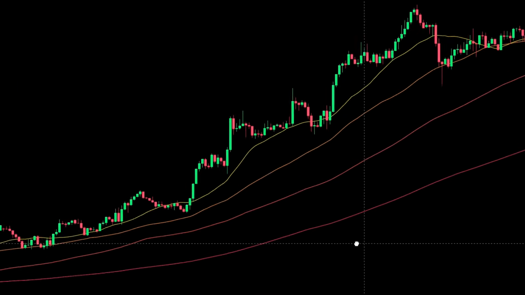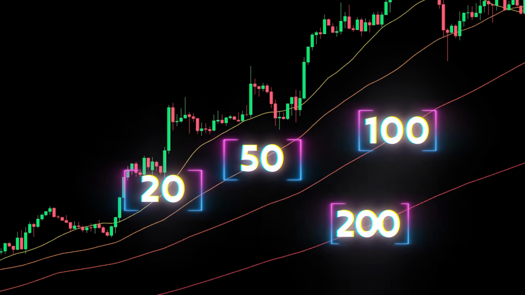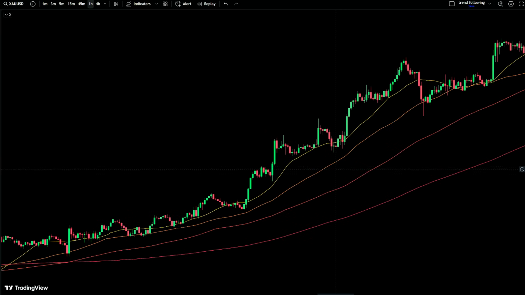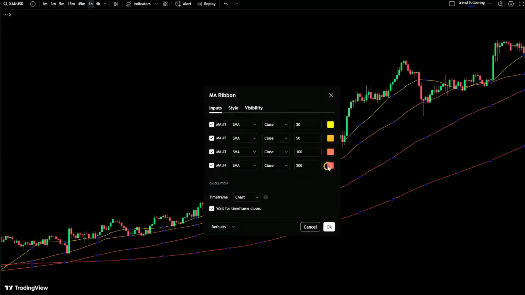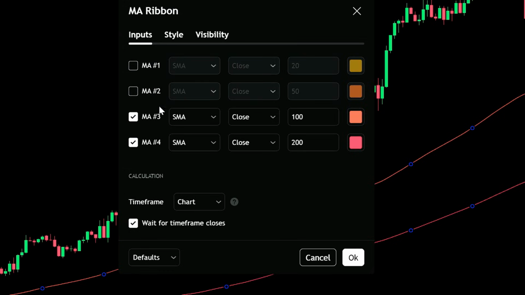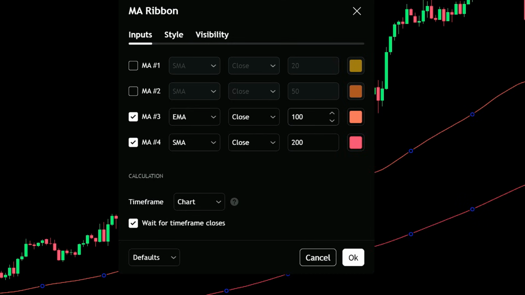When you add the indicator, you'll get 4 moving averages on your chart: the 20, 50, 100, and 200. We don't need all of them. So open the settings. Disable the first 2 options because we only want the last 2 lines. For the third option, change it from SMA to EMA and make sure the source is set to close. Then set the period to 100.